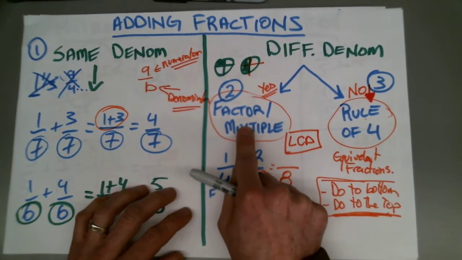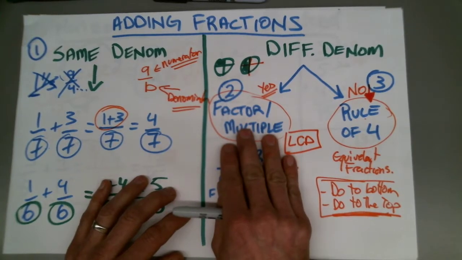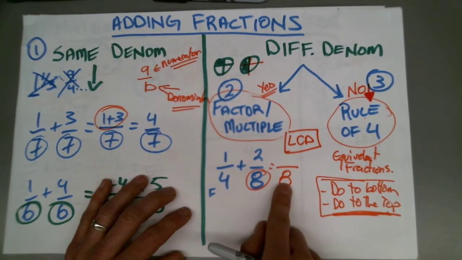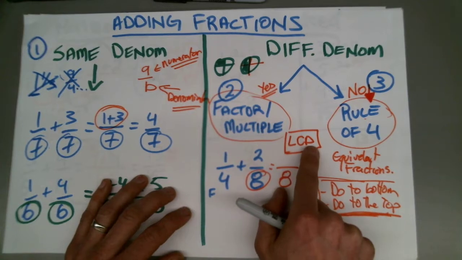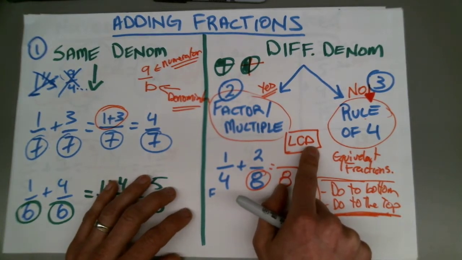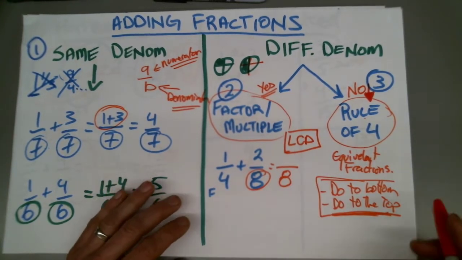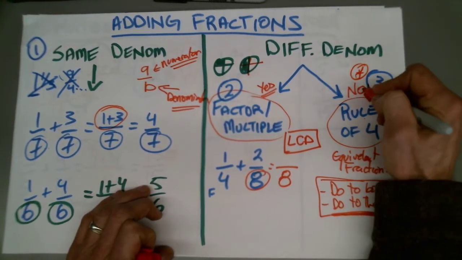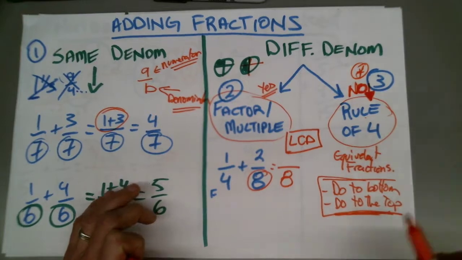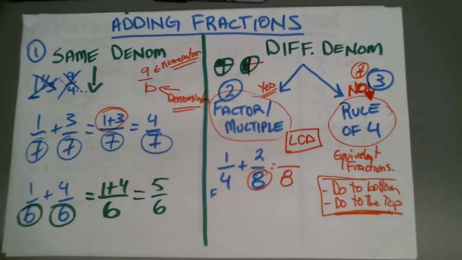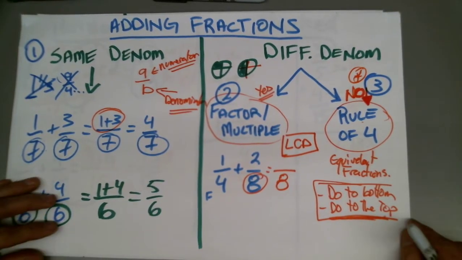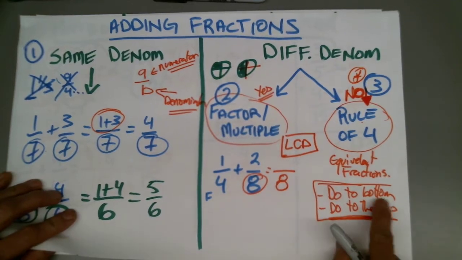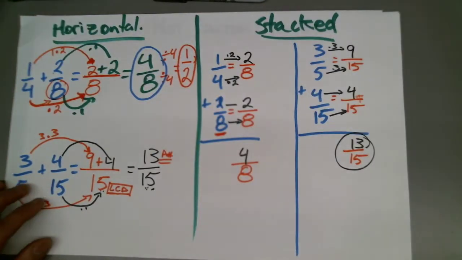The last video we looked at how to use factors and multiples to find an equivalent fraction, or your LCD, which stands for lowest common denominator. However, the third one, it even says no, not so much fun. This one, it's not that much harder, it's just a few more steps. Here's our big rule. When you do the bottom, you do to the top.